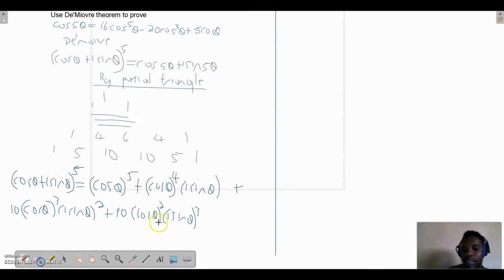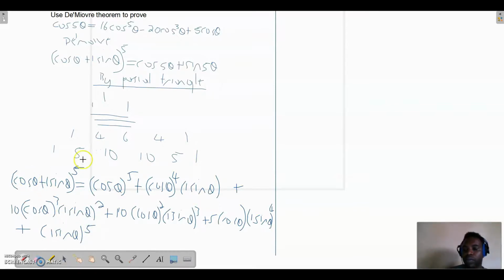Alright. And then the next coefficient is 5. So I'm going to have plus 5. In bracket, I'm going to have cos theta. And in the next bracket, the i sine theta moves from cube to the 4. So I'm going to have i sine theta raised to the fourth power. And finally, the cos theta is going to go away. And the last coefficient is 1. So I'm going to have i sine theta to the fifth power.